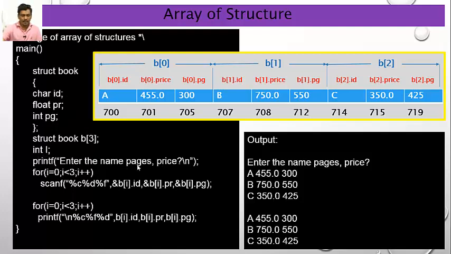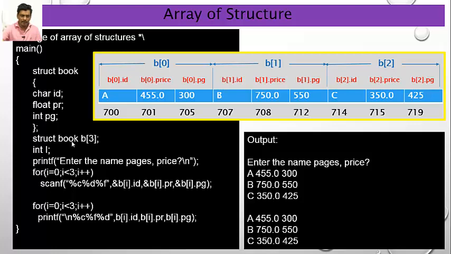Integer i, printf enter the name, pages, price. So the for loop rotates 3 times, that is 0, 1, 2. The first time is 0, %d, %d, %f and B of 0.